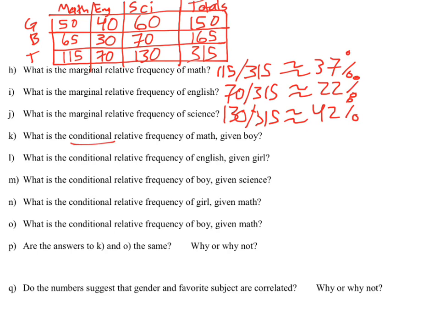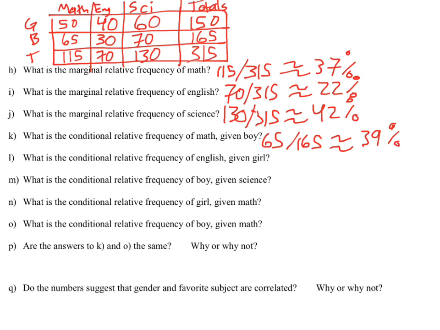And then we have a bunch of conditional ones. On the conditional ones, you need to look at the given, and that gives you the total, the marginal that you're going to use. So we want, given boy, what's the relative frequency of math? So it's basically what percent of those boys like math. So it's going to be 65 divided by 165, because it's 165 boys. So 65 divided by 165 gives you about 39%.